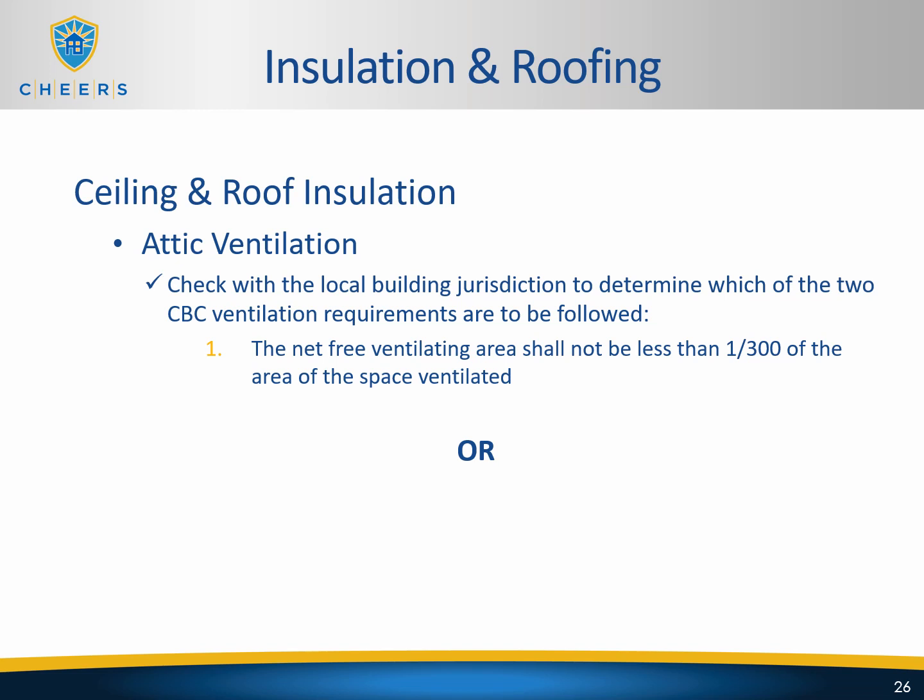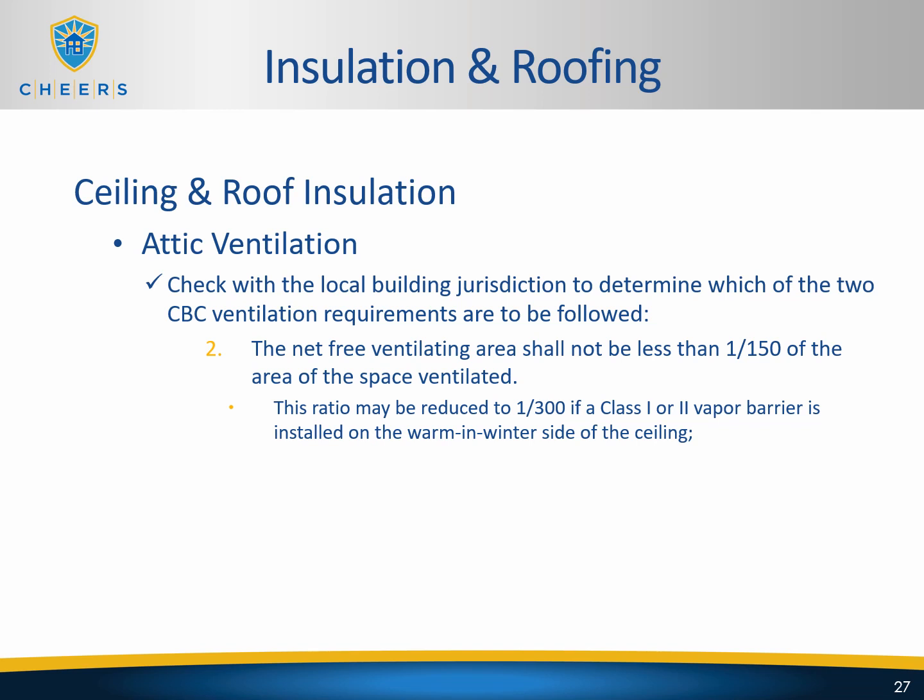Now, there are two options given within the CBC. Builders will need to check with the local jurisdiction because different jurisdictions will have different requirements. But that first option is to have your net free ventilation area be not less than 1/300th of the area of the space ventilated. Now the second option is going to be to have the net free ventilating area be not less than 1/150th of the area of the space to be ventilated. So either it's going to be 1 in 300 or 1 in 150. Again, it's going to be up to the local jurisdiction to decide which option they want.